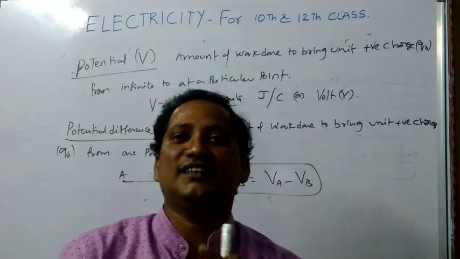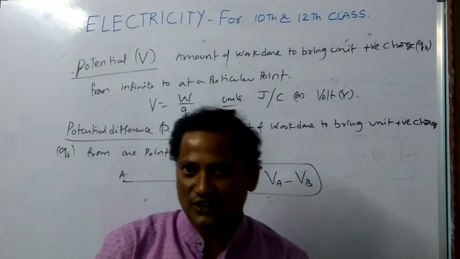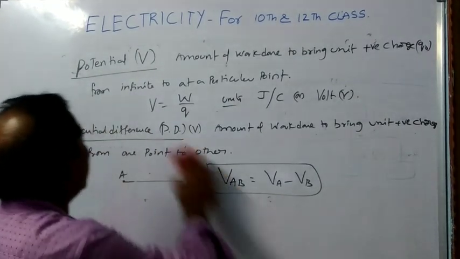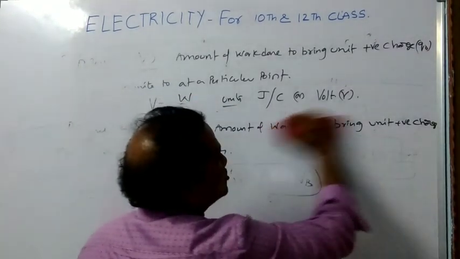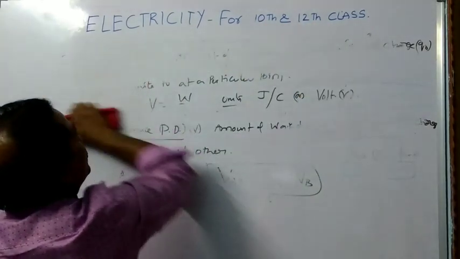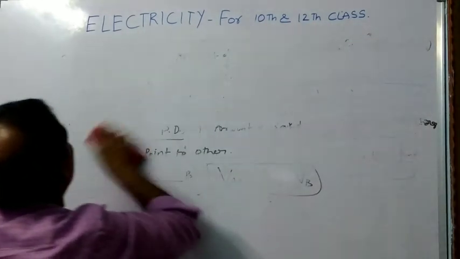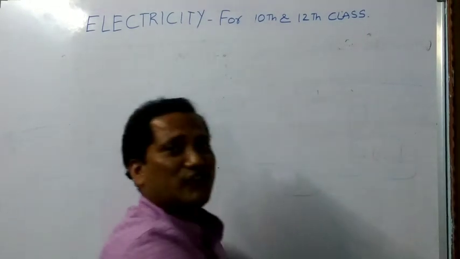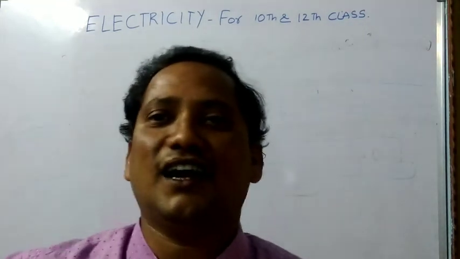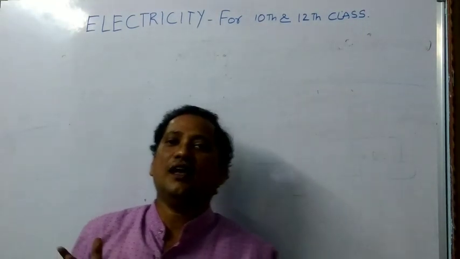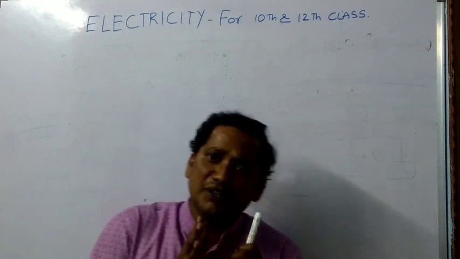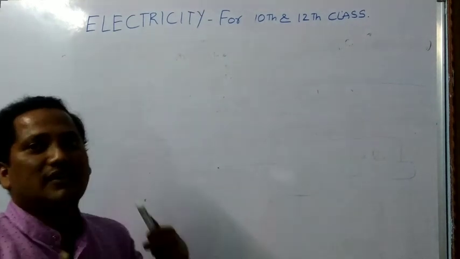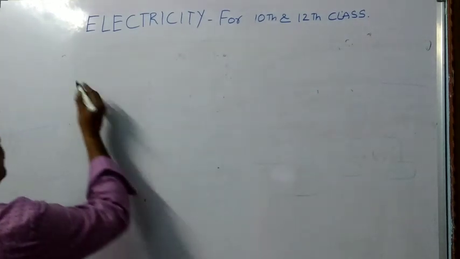So I have completed here the current definition and potential definition. Now, what is the relation between these two? That can be explained by Ohm's law. So now we're going to the topic. What is Ohm's law? Actually, Ohm's law is not a fundamental law. It is an empirical law, we can say. So what is the difference between a fundamental law and an empirical law? Fundamental law means the relationship between fundamental things. Empirical means a relation between some derived quantities. So we go for Ohm's law.